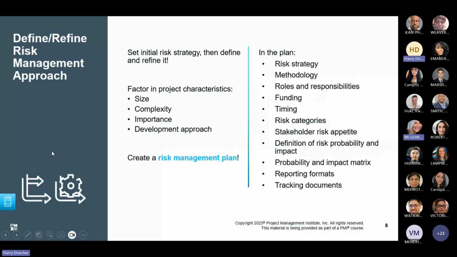Again, we're talking about hybrid and predictive projects. Up front, while we're doing all of the project planning, we're going to set the initial risk strategy. Throughout the course of the project, we're going to be refining it as we learn more and more about what some of the risks may be, what some of the triggers may be, the probability that a risk would affect the project, things like that.